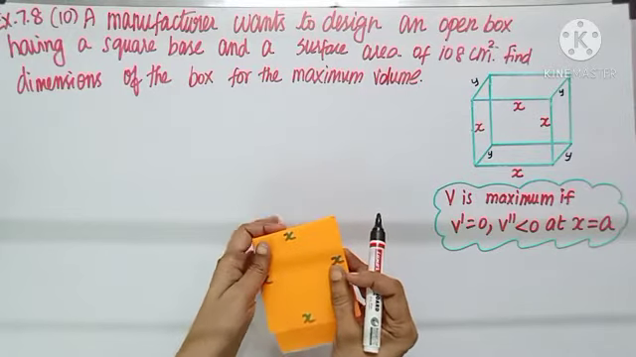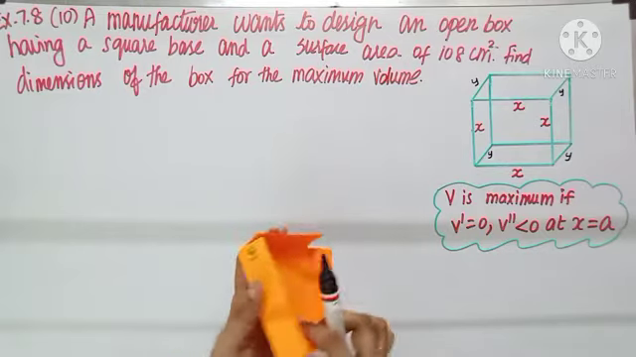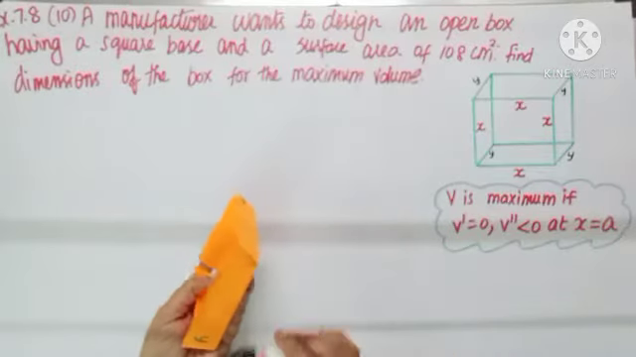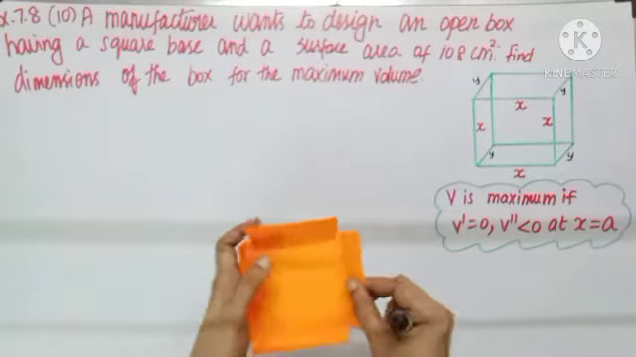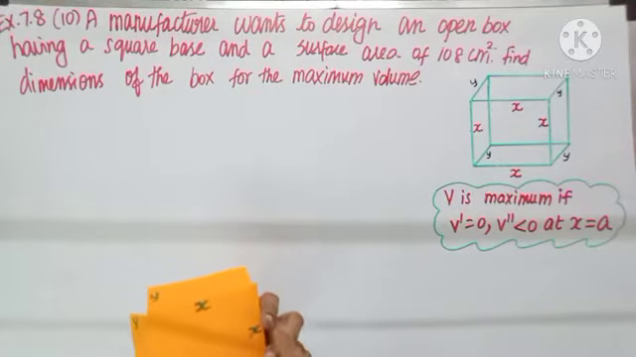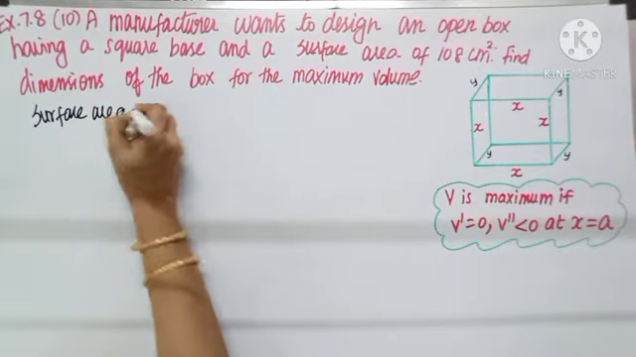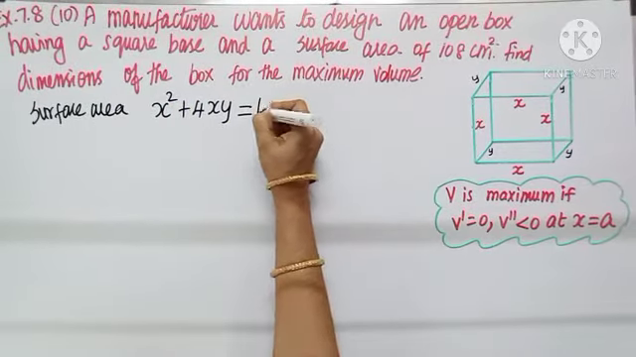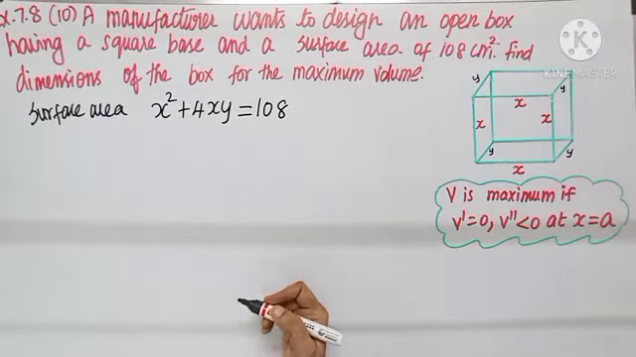When you make an open box, see what all consists of the surface area. Here you have the square base, that is x square. You have four faces. Each face, x is the length, y is the breadth. So you have x into y, x into y, x into y, x into y. How many xy we have? 4xy plus x square. So the surface area is x square plus 4xy. This is given to be 108. From here, you find out what is y or x.